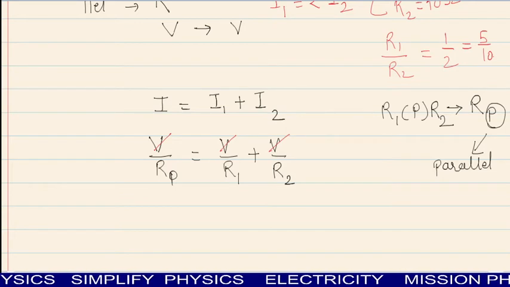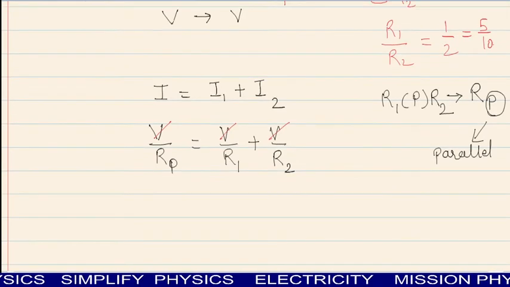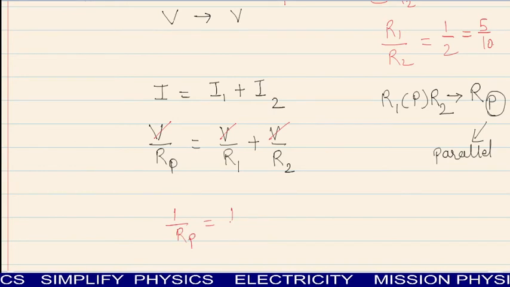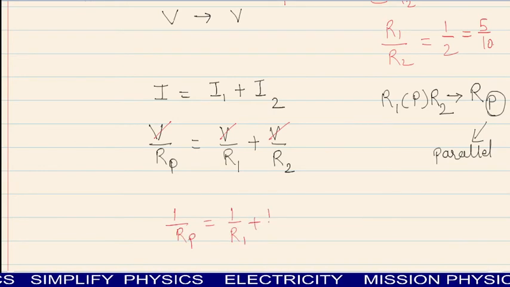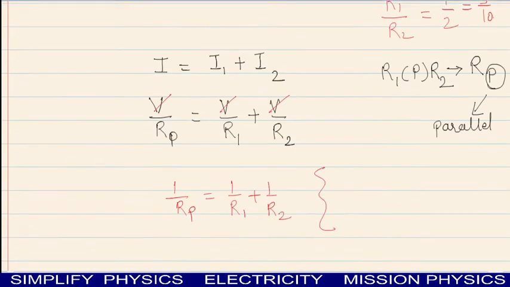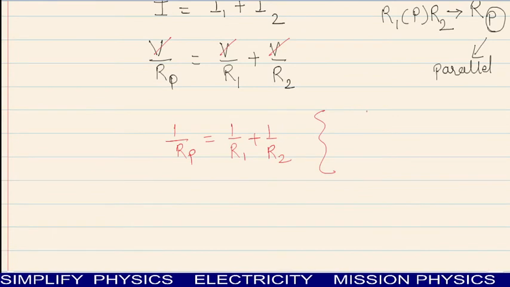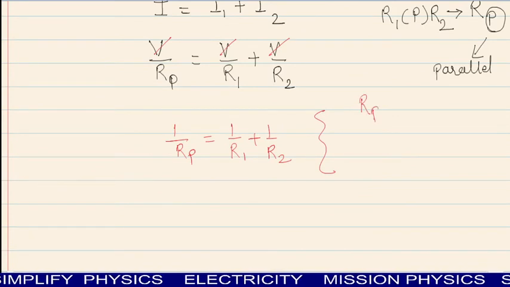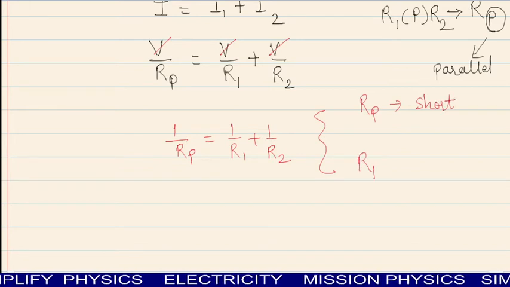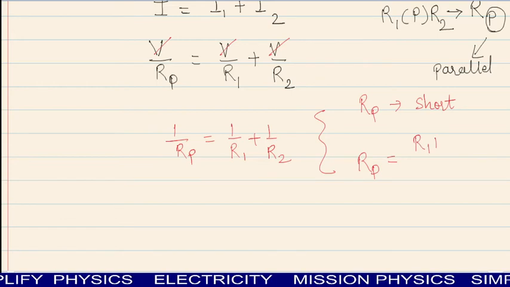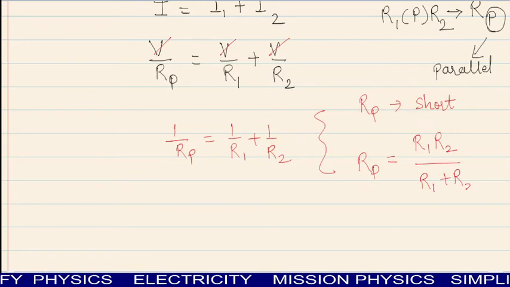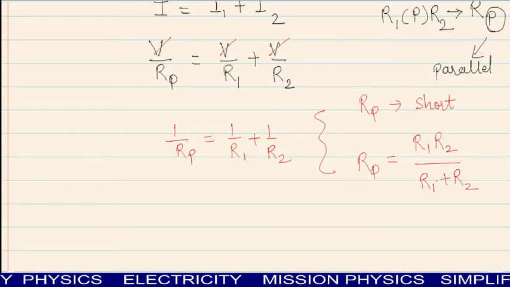आपको नेट आंसर जो मिल गया उसी को आपने जब वर्ड्स में लिखा, सच एज आई रिपीट 1 अपॉन Rp इक्वल टू 1 अपॉन R1 प्लस 1 अपॉन R2. तो फॉर 11th और 12th standard, just apply the formula in shortcut way. So whenever we want to take Rp in short, we get Rp equals to the product of two resistors upon the sum of two resistors. ठीक. So this is product upon sum.